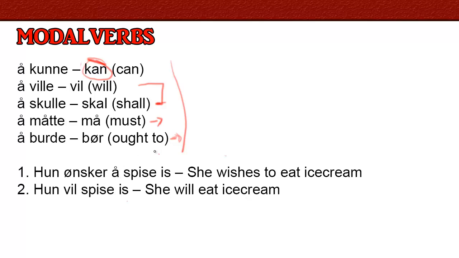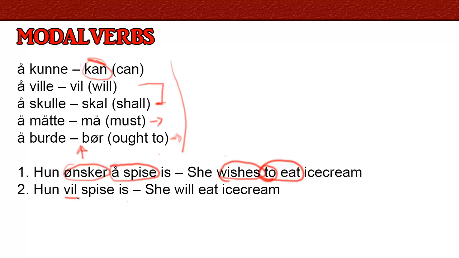Today, if you're not familiar with how to use the modal verbs, this is what you should focus on now. If I show an example: hun ønsker å spise is, directly translated, she wishes to eat ice cream. Because the verb is ønsker, which is not a modal verb, you have to use the infinitive form å spise. Same as in English, wishes to. It's not a modal verb, so the next verb will be in infinitive form with the to.